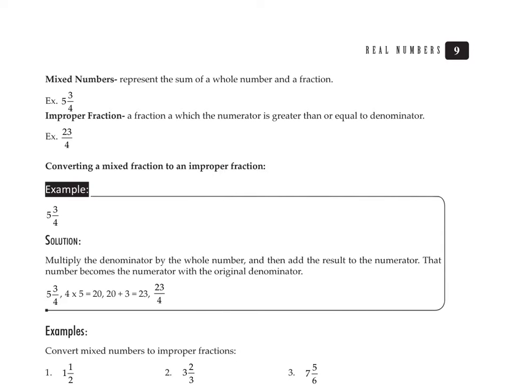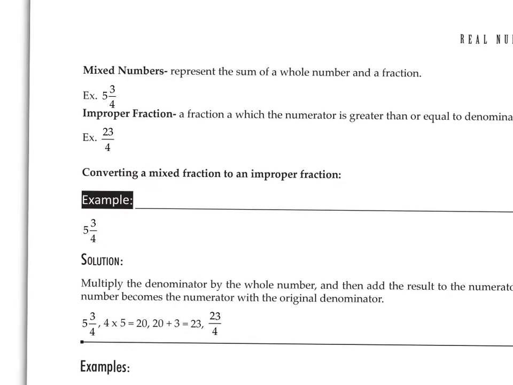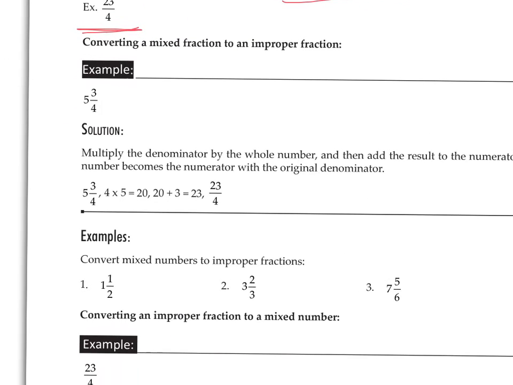So now we're going to talk about mixed numbers. A mixed number is simply the process of writing a whole number and a fraction together. 5 and 3/4 is a mixed number. There's a whole number and a fraction. An improper fraction is a fraction whose numerator is greater than or equal to the denominator. So 23/4 is an improper fraction. We're going to convert between mixed numbers and improper fractions.